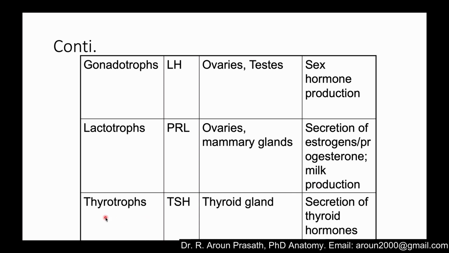Then thyroid stimulating hormone goes to the thyroid gland and makes the thyroid gland cells secrete T3 and T4, that is triiodothyronine and tetraiodothyronine. So if TSH is absent, the thyroid gland will sleep. The thyroid gland will be normal, the cells will be normal, but because it is not receiving thyroid stimulating hormone, they don't secrete T3 and T4. Then the patient also suffers from hypothyroidism.